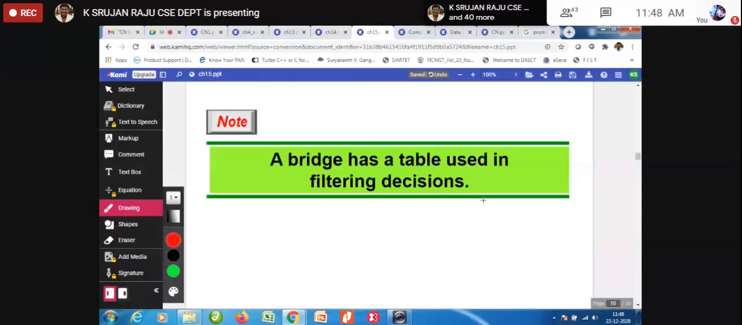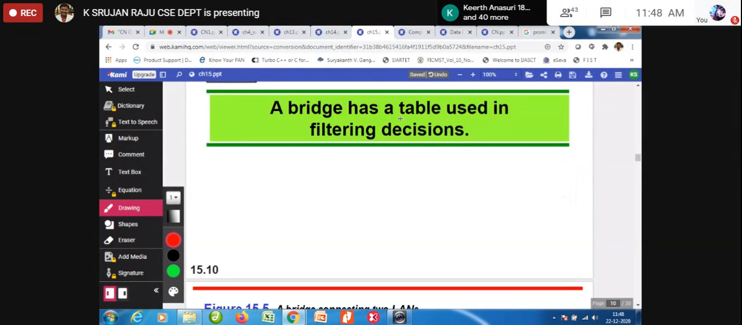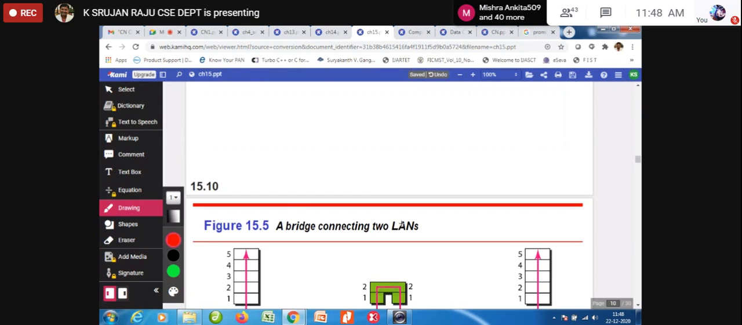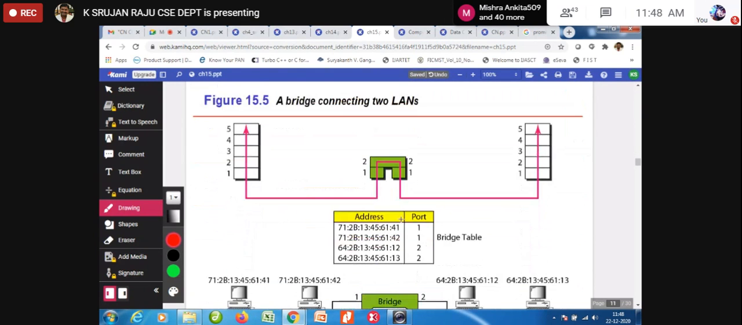Now here, a bridge has a table used in filtering decisions. As I told you, a bridge is going to filter whom it should send to, so it is going to have a table. Always when you look at this, we are going to have two different types of tables. One is what we will call a transparent table, and another one we are going to have.